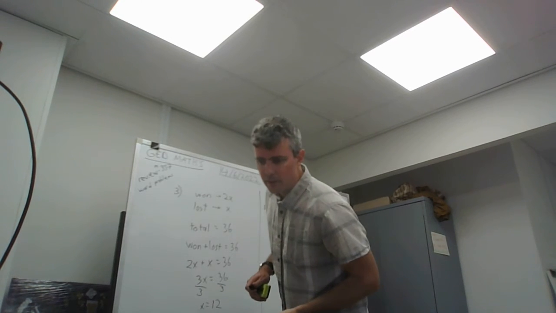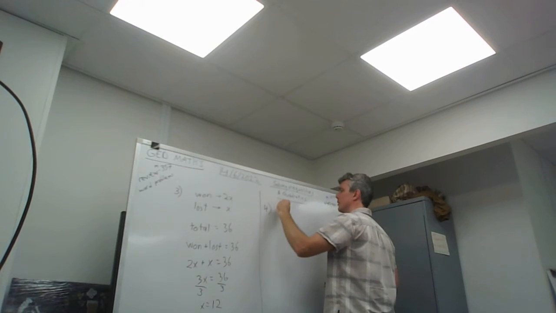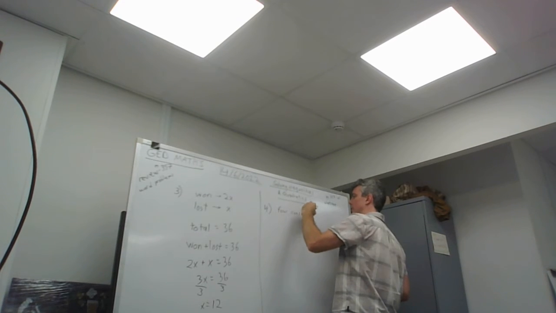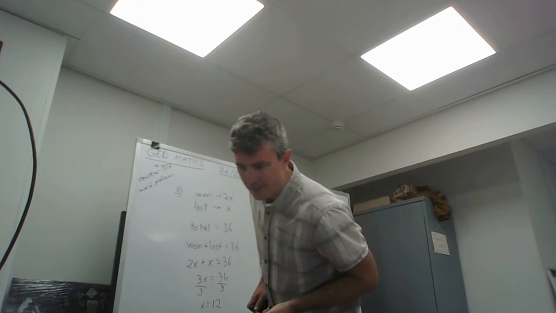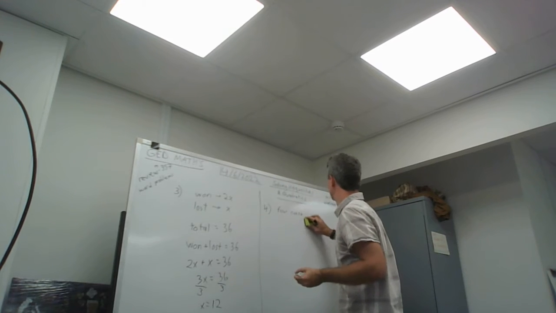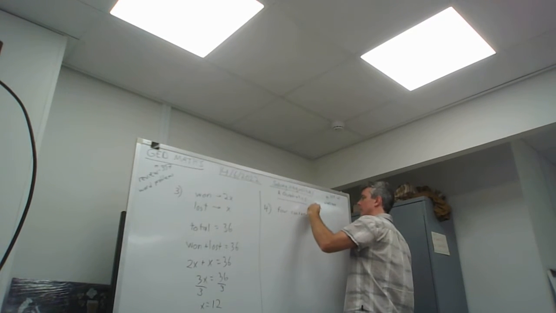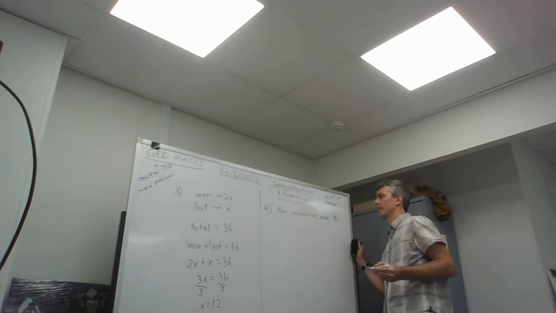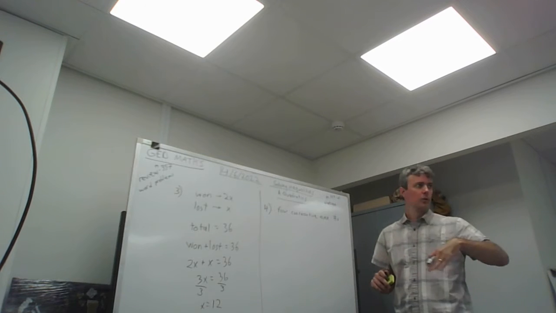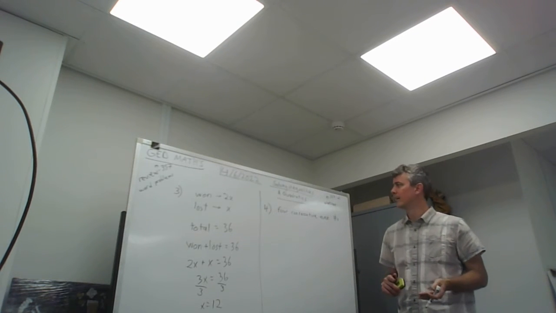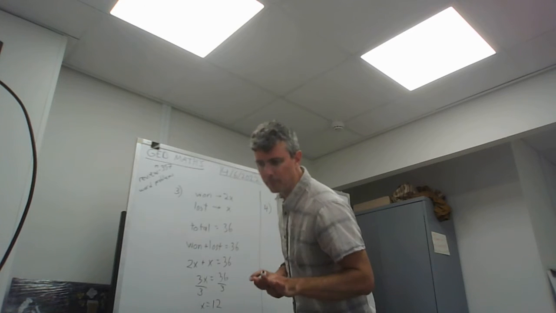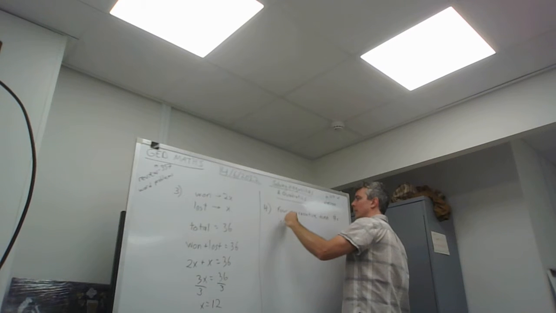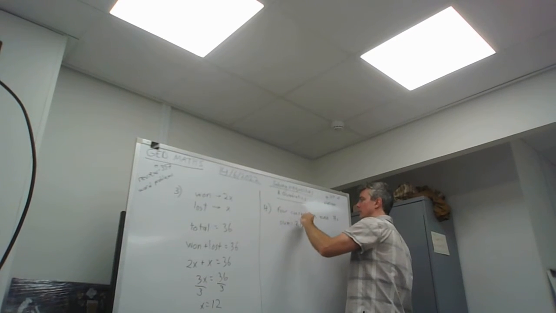So it says the 4 consecutive even numbers. I'm just going to write the symbol numbers. Okay, so that means it's 2, 4, 6, 8, something like that, right? And it says the sum. The sum means they add up, right? So sum equals what? 212.